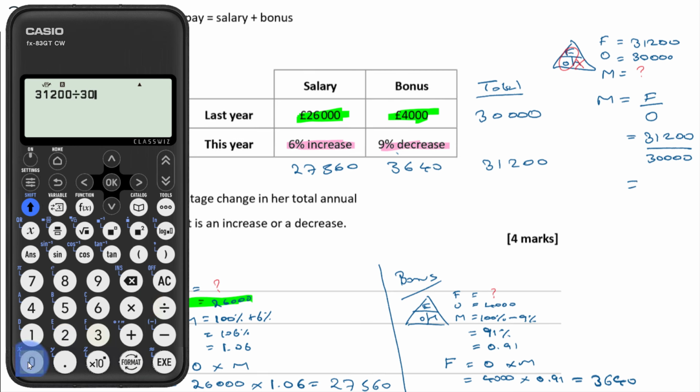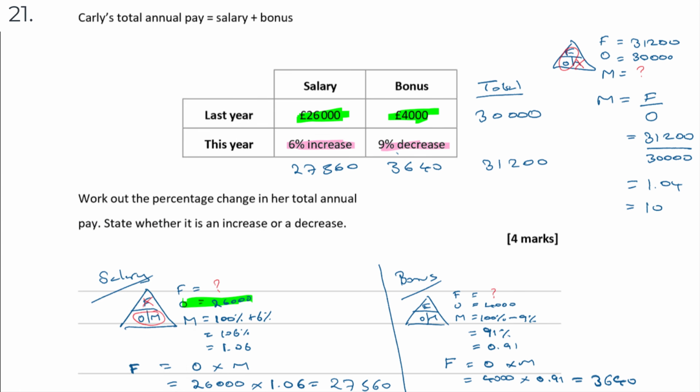31,200 divided by 30,000. Now that comes out to be 1.04 as a decimal. Now 1.04 as a percentage would be 104%. And that as an increase means, well, if you had 100% to start with and you now got 104%, it's an increase of 4%. Okay, and that is our final answer. It's an increase of 4%.